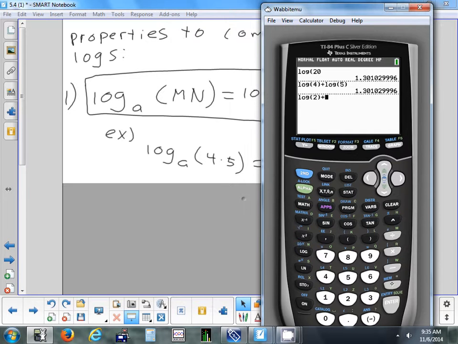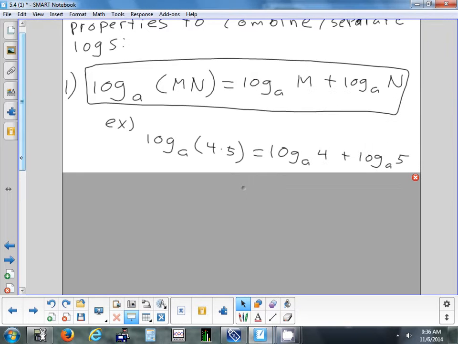Yes. Because any two numbers that multiply together to give you 20, when you add them as logs, are going to give you the same answer. So you could also do log of 40 and log of a half. There's infinitely many ways to write the log of 20. Okay, so that's our rule, and that only works if you have multiplication.